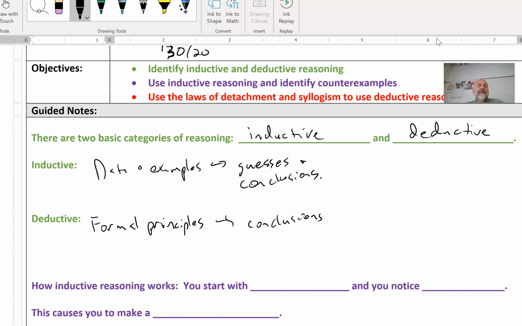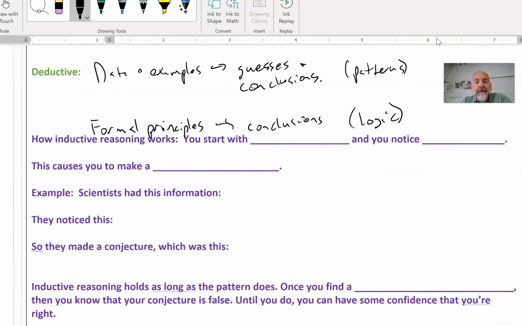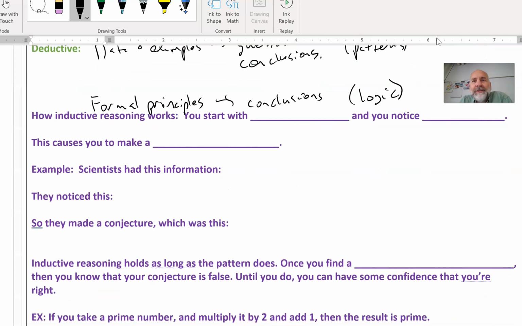So with data and examples in inductive reasoning, you're making a guess based on patterns. So I could put that down, patterns. We're going to use that word again in a second. Whereas deductive reasoning operates on logic. All right, let's go to some examples.